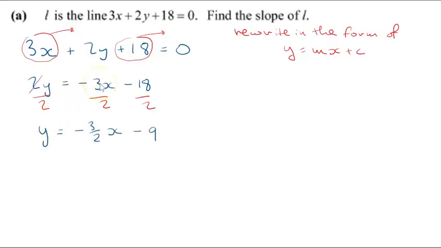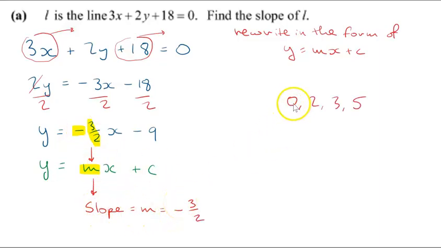Minus 3x divided by 2 is just minus 3 over 2x. And minus 18 divided by 2 is minus 9. So now we have our line in the form y is equal to mx plus c. So we can see that the number stuck in front of the x lines up with the m. So that is the slope. So the slope of this line is minus 3 over 2. So that's for 5 marks.